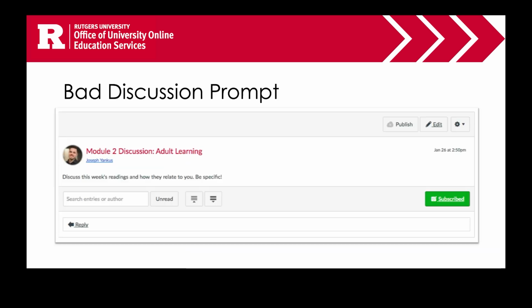Take a look at this discussion prompt. Students are given a prompt with the topic, but no true guidance regarding how much to write or what's expected of them. This could lead to a very wide variety of responses. Some students will write 2 sentences, and other students may write 2 pages because an expectation wasn't set.